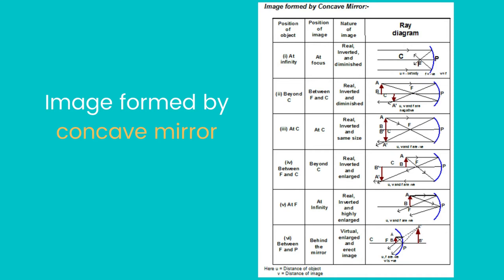Number 5. If the object is at point F, then the image will be formed at infinity. The characteristic of the image is real, inverted, and magnified. Number 6. If the object is between F and P, then the image will be formed behind the mirror. The characteristic of the image is virtual, upright, and magnified.